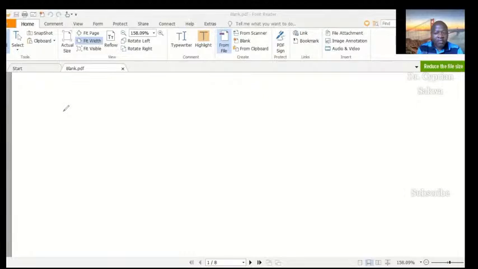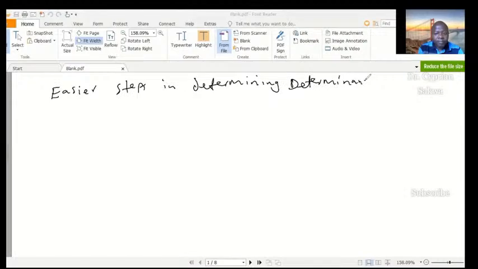So the topic is easier steps in determining determinants. We want to look at easier steps in determining determinants, either along a row or along a column. So let's just look at one example or two examples.